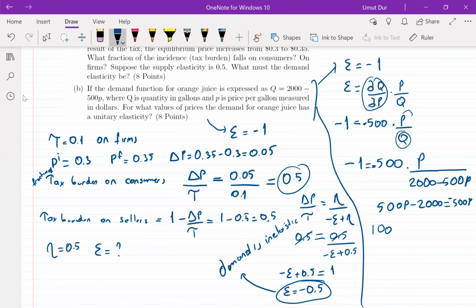If I take the minus 500 to the left-hand side and the 2000 to the right-hand side, I will get price is equal to 2. Thank you very much. So this is just using the formula for the demand elasticity, nothing more than that. Any questions?